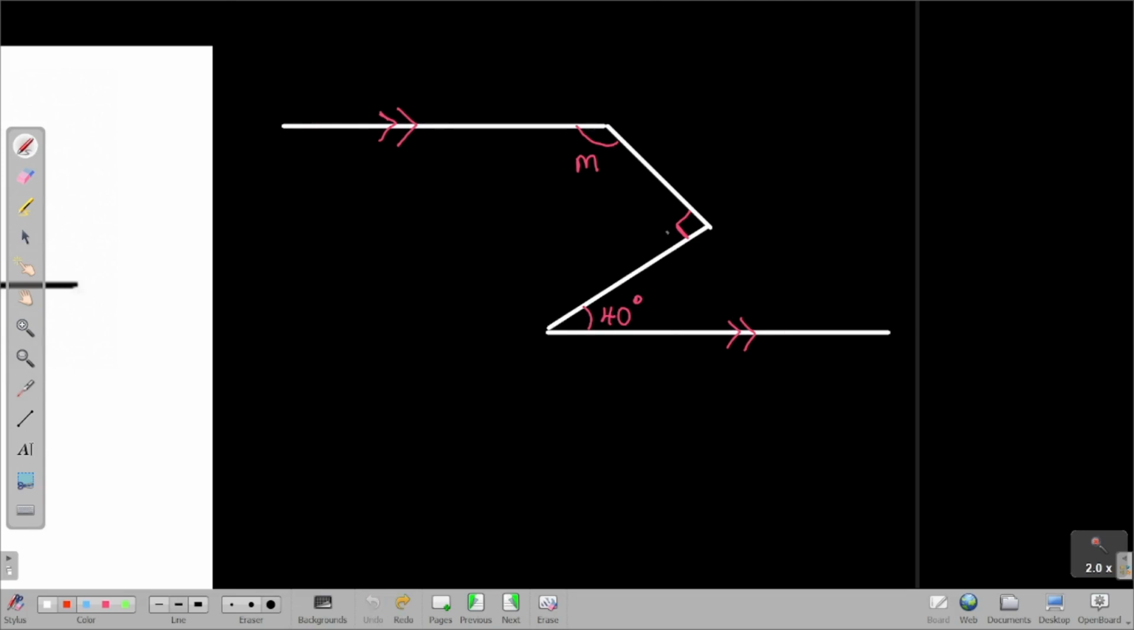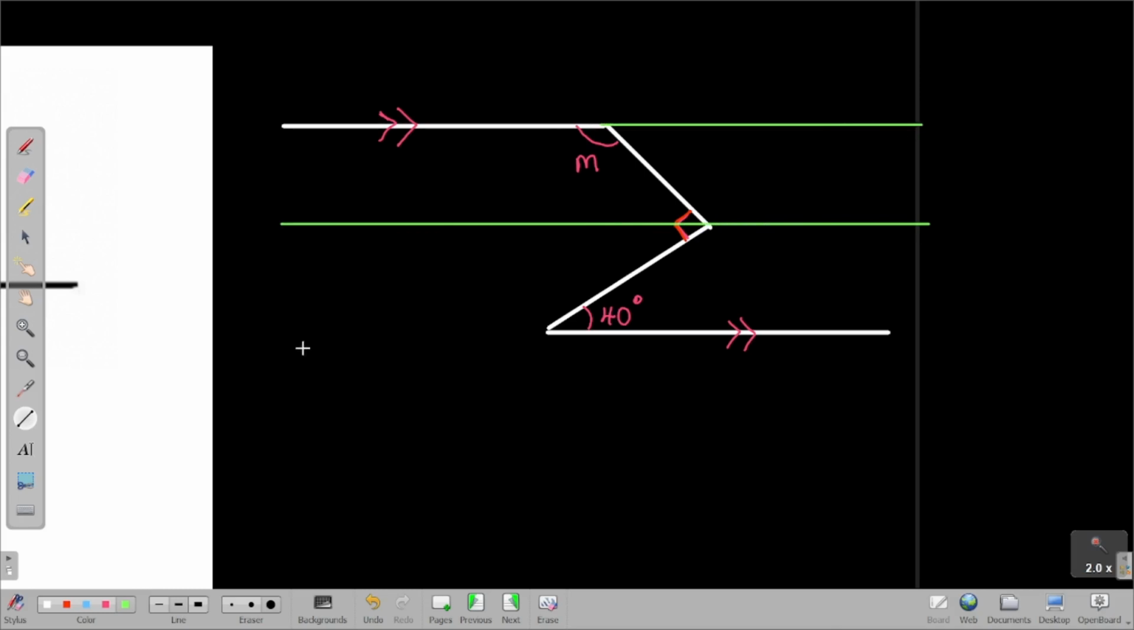We know that this place here is a right angle, which is 90 degrees. So I want you to just draw an imaginary straight line passing through the right angle. This imaginary straight line is also parallel. It is also parallel to the other two lines. So draw the parallel arrow. Let me draw the parallel arrow.